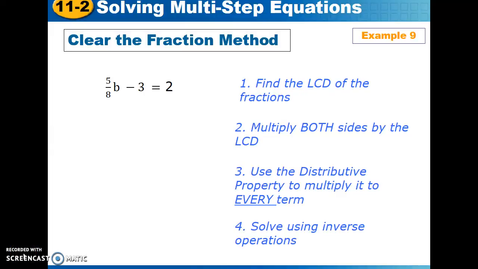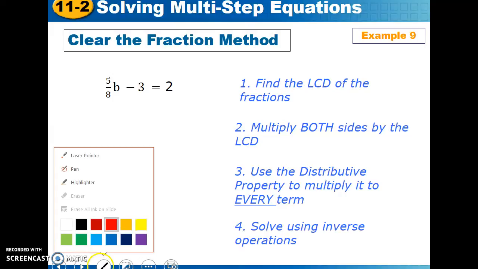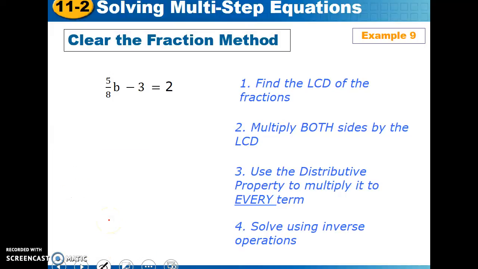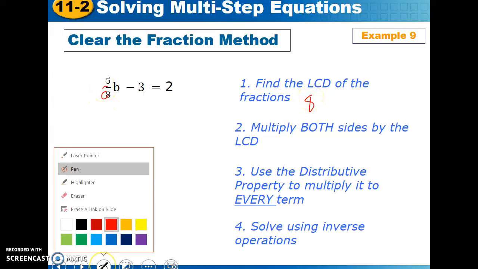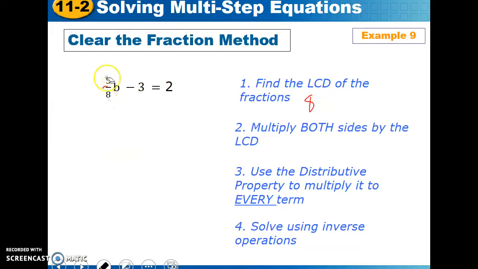Okay, guys, here's a second example where we're going to have to use that distributive property for the clearing the fraction method. So first step, let me get my pen out. The first step here is finding the LCD, the least common denominator of the fractions. Thankfully in this case we only have one fraction, so the denominator is 8. So we are going to multiply both sides by that number 8.